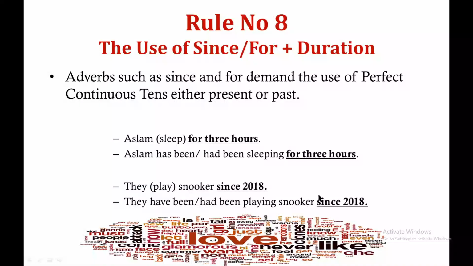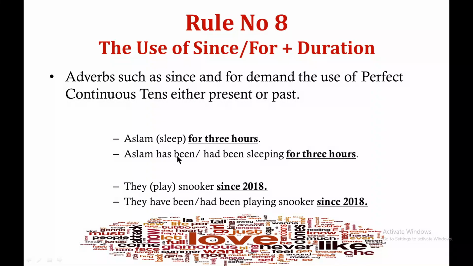If you can move forward to the next, this would also be easy. The use of since and for. This is rule number 8, the use of since and for plus duration. So if there is a use of since and for plus duration in the sentence, you have to use present perfect tense or past perfect tense. It's up to you to apply any type. If you see since and for in the sentence plus duration, you can use present perfect continuous tense or past perfect continuous tense.